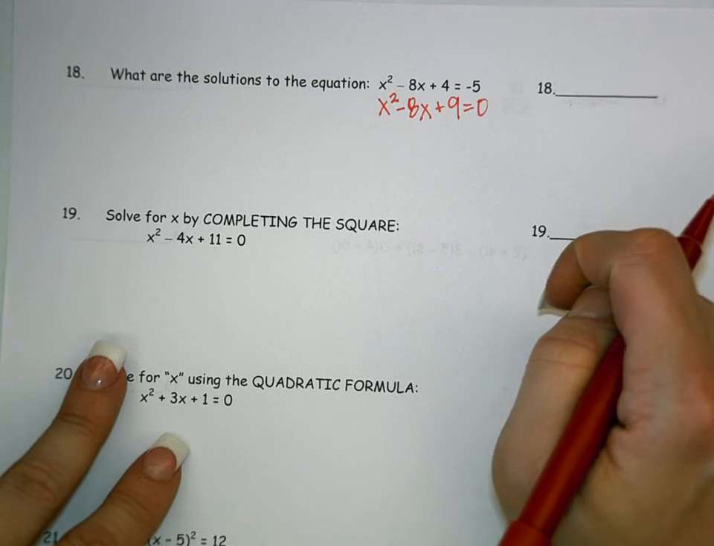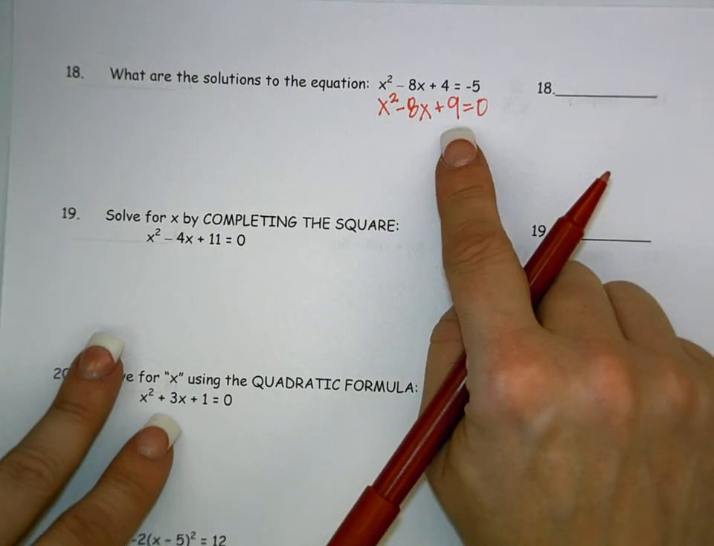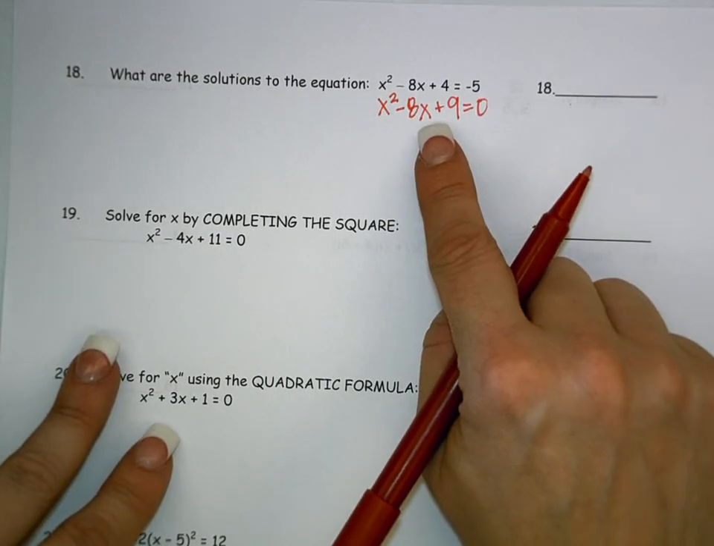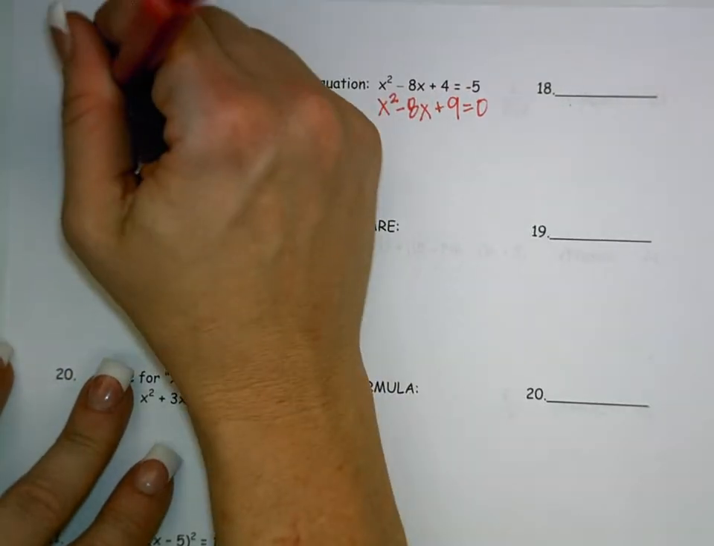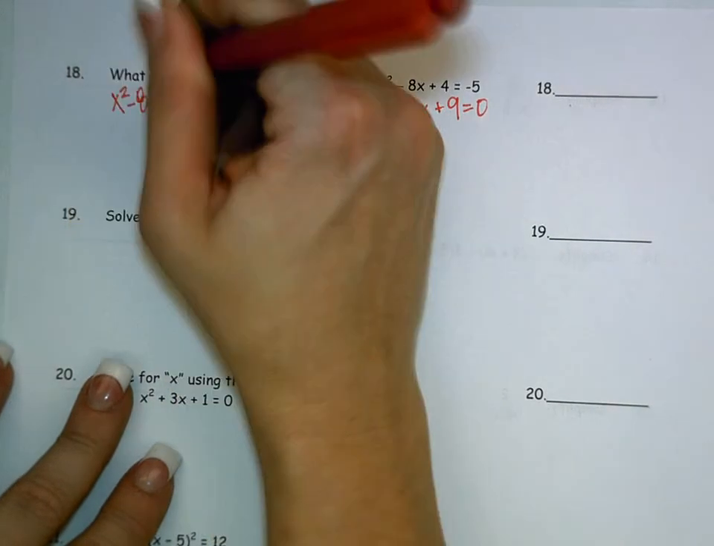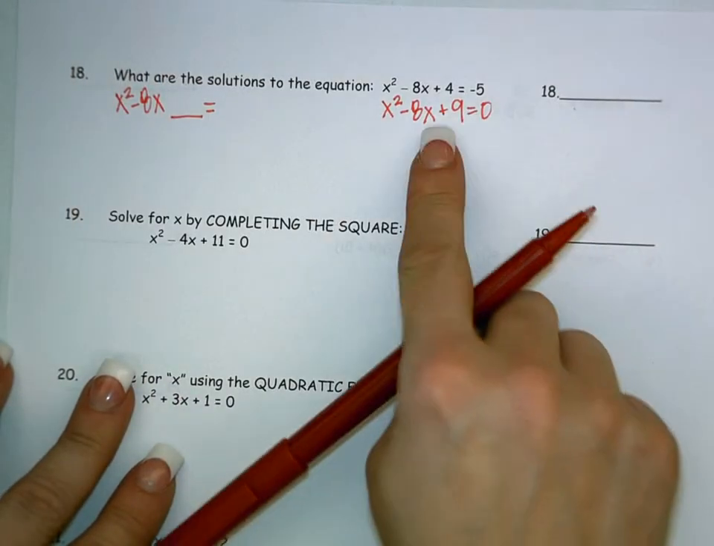That is not factorable. So the only thing you could do here is complete the square, or you could do quadratic formula. Complete the square is probably a little bit easier. So I'd move over the 9. That'll leave you with x squared minus 8x, leave that space, equals, if you move the 9, that's negative 9.